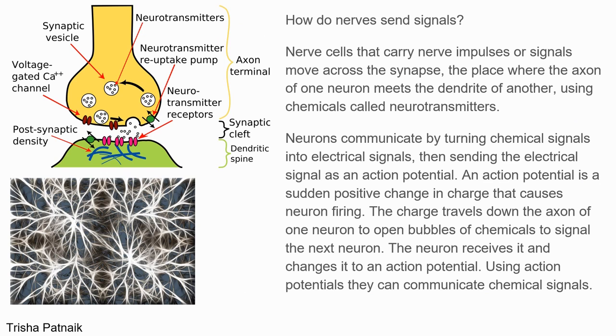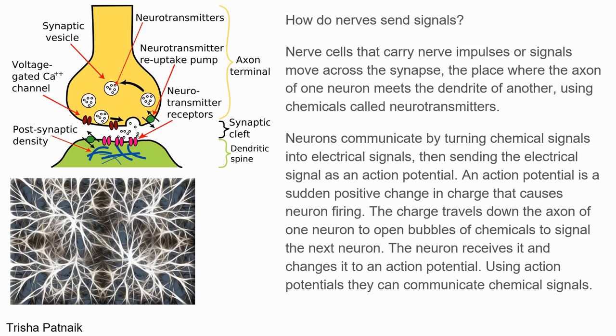So how do neurons send signals? Nerve cells carry nerve impulses or signals that move across the synapse, the place where the axon of one neuron meets the dendrite of another, using chemicals called neurotransmitters. Neurons communicate by turning chemical signals into electrical signals, then by sending the electrical signals as an action potential.